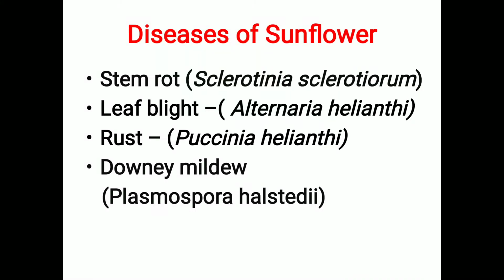Hello everyone. Today we are going to learn about the diseases of sunflower. So there are certain diseases that cause infection to the sunflower. Out of that, the first one is stem rot, the second one is leaf blight or Alternaria leaf blight of sunflower, then rust disease, and the last one is downy mildew disease. So let us see one by one the symptoms of these different diseases.